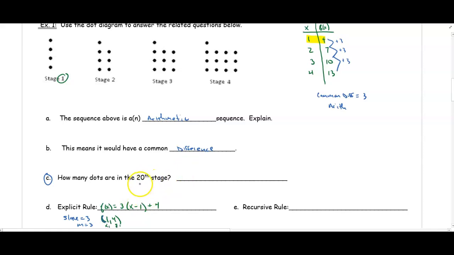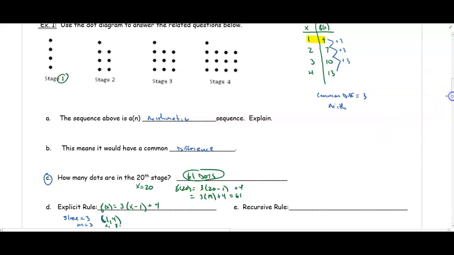If this is a 20th stage, x is equal to 20. So now f of 20 would be 3 times 20 minus 1 plus 4, which gives me 3 times 19 plus 4. And right away, that tells you there'd be 61 dots in the 20th stage.